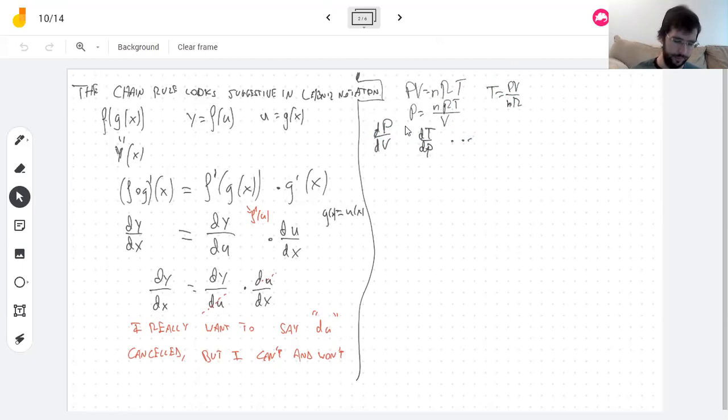Anyway. Learn to recognize Leibniz notation because you will see it. Let's do another example. So now I'm going to do a different example. Let's do the derivative of a function squared.